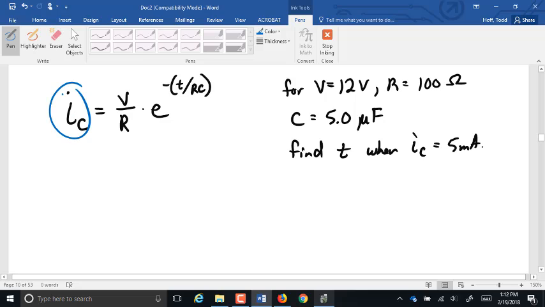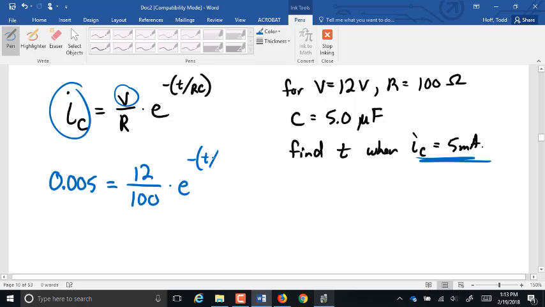So what's going to go in for IC here? Where did the 0.005 come from? Milliamps. Have to make it into regular amps. What goes in for V? 12. R. 100 times e to the negative, we're looking for t, then of course RC. I'm going to have to put that in parentheses, even though there's no parentheses here. R times C is in the bottom of the fraction, so I'm going to put it in parentheses. So it's 100 times 5 zeros, right? Because remember, micros times 10 to the negative 6.